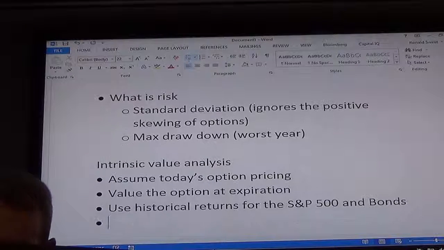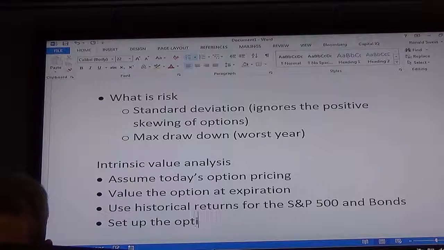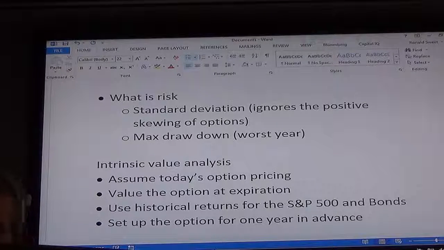We're going to set up the option for 1 year in advance, which makes it really easy because then you just look at annual returns. This is called a LEAP. So it makes it really simple.